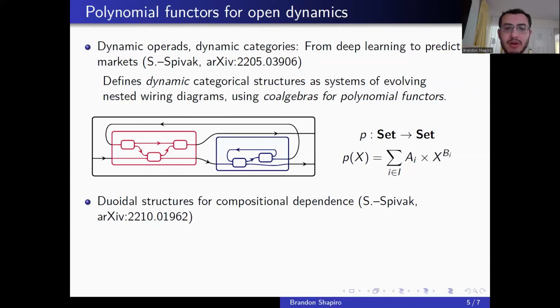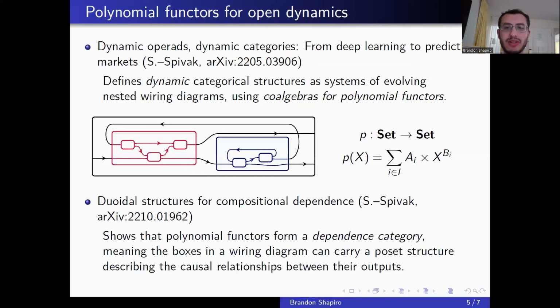In a more recent paper on the structure of polynomial functors, we showed that they have what we call a dependent structure, which in the dynamics means that the different boxes are the elements of a poset, where the relations in this poset describe causal dependency between the boxes, so that the output of one of the boxes might depend on the output of other boxes. In future work, we hope to use this structure to model even more complex systems and ways of solving complicated problems.